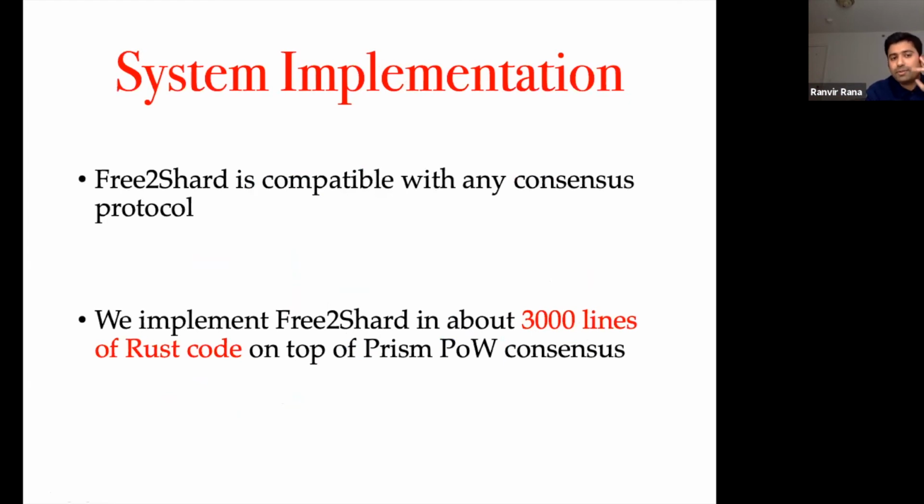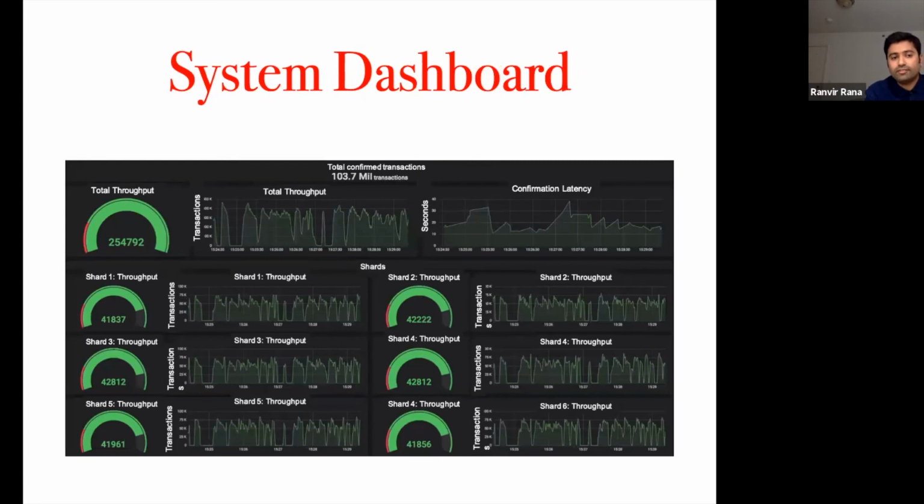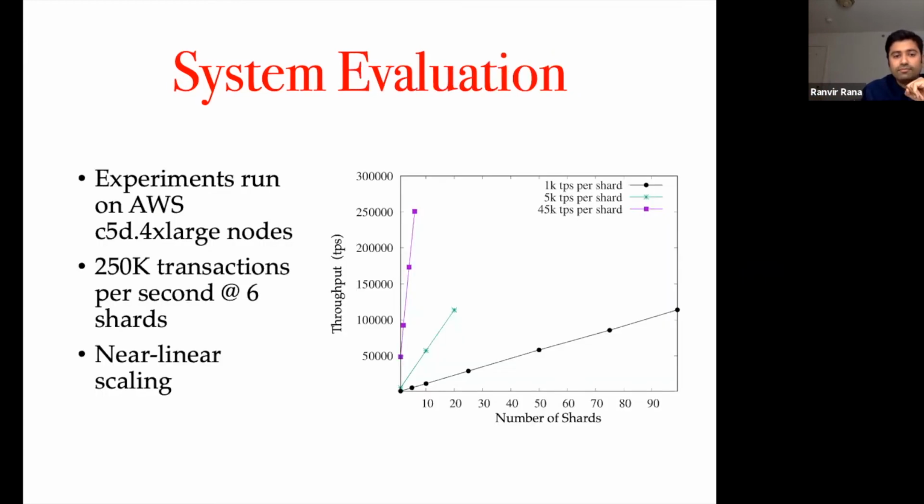We have a system implementation built on top of the Prism proof of work consensus algorithm. We implemented that in over 3,000 lines of Rust code. We have a dashboard. Because Prism is high throughput by itself, just using 6 shards, we were able to achieve a throughput of 250,000 transactions per second by running these experiments on AWS C5d.4xlarge nodes. And we show that there is almost near linear scaling with the number of shards.